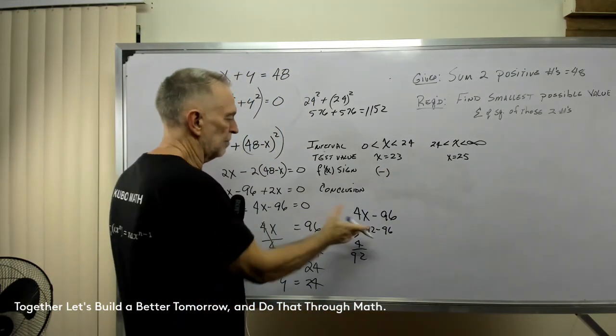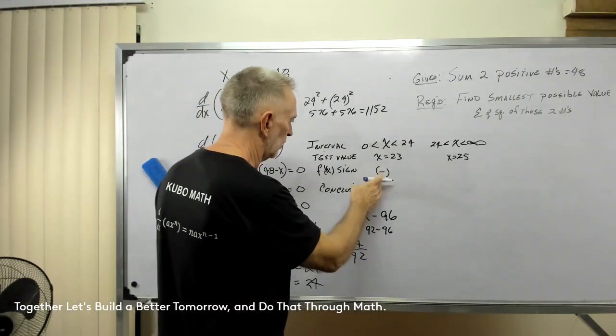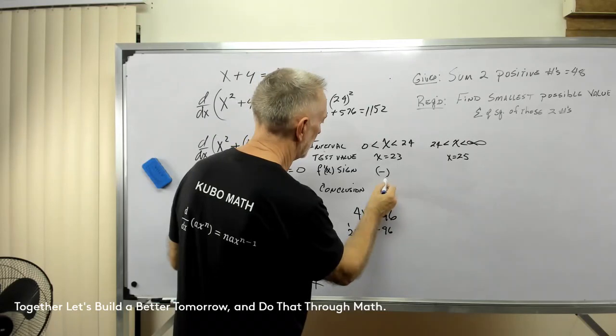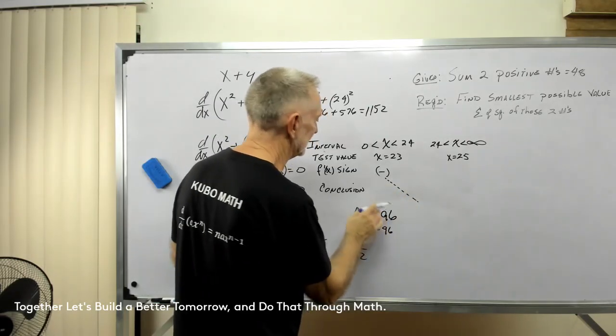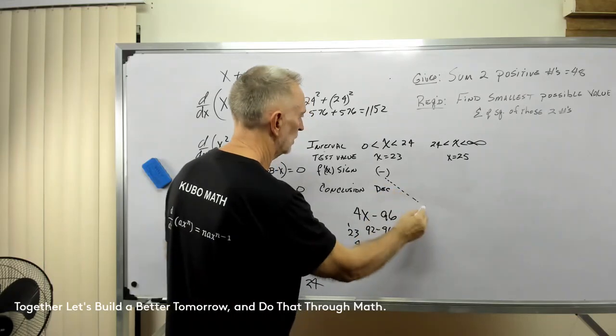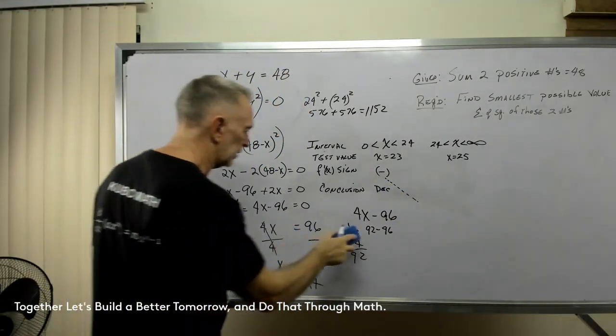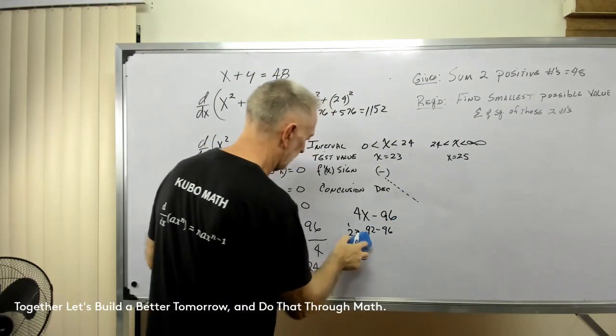All right, I'm not really interested in the value. I just want to know whether it's positive or negative. So what does that mean? That means the function is decreasing. That's what's happening. Okay, now then, let's let x equal 25.